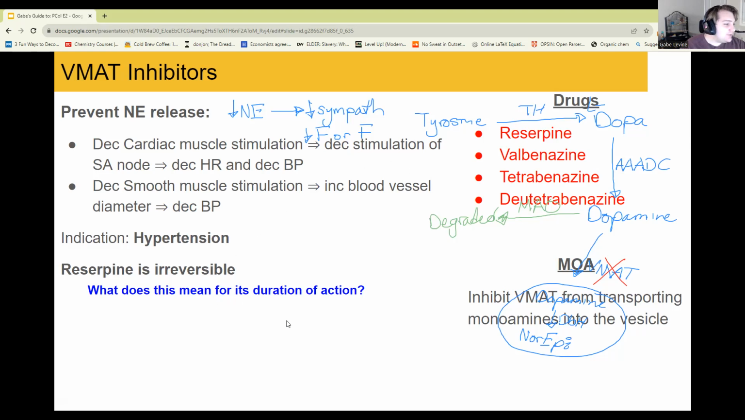Because reserpine is irreversible, it's going to stick to VMAT and prevent it from ever working. So the only way the body can get rid of reserpine is by destroying the old vesicle and making all new ones. Until we get new vesicles in, VMAT is going to be inhibited. So you get a super long duration of action.